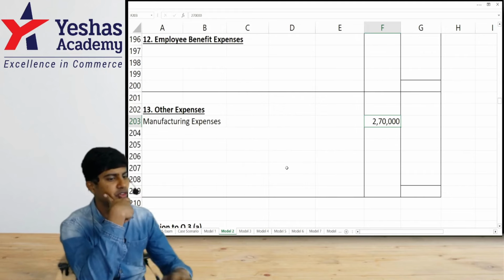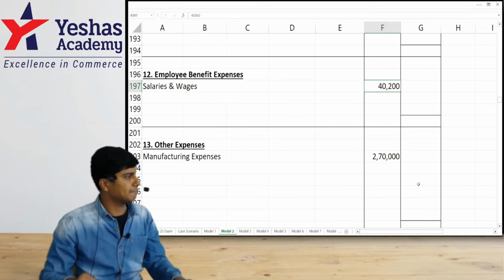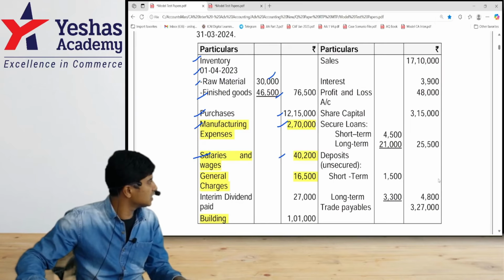Salaries and wages, 40,200. Don't write it in other expenses. This will go to employee benefit expenses. This also is in yellow, which means this also has an adjustment. Shall we write it in the inner column? Shall we? Oh my God. 40,200. Come to employee benefit expenses. I would write salaries and wages 40,200. Clear? What's after salaries and wages?